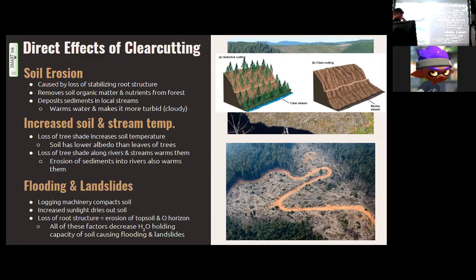Another problem, like Owen said, was flooding. You take this soil that's really aerated and can hold a lot of water, compact it down, and now the water's got to go somewhere. It sits on top. You're creating a situation where you create more flooding.